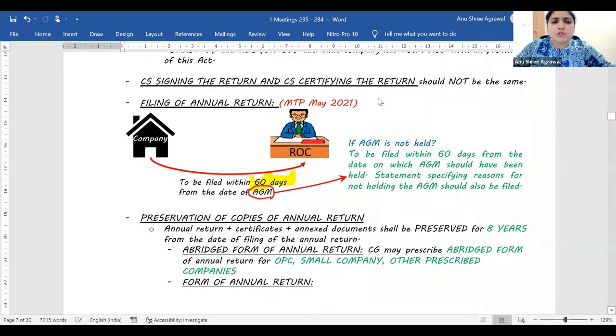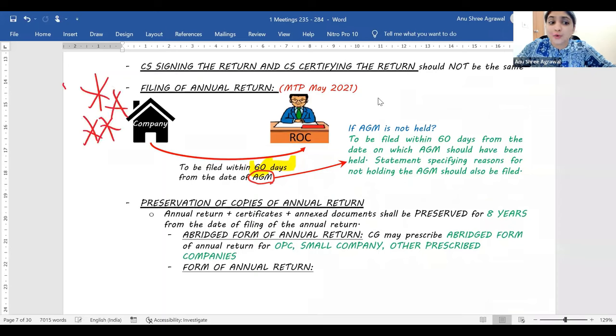Then coming to the most important point under annual return, we are supposed to file the annual return with the ROC when? You can't forget this time limit, guys. You can't forget this at all: within 60 days.